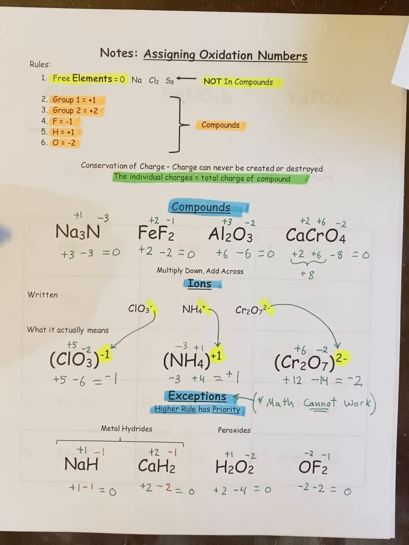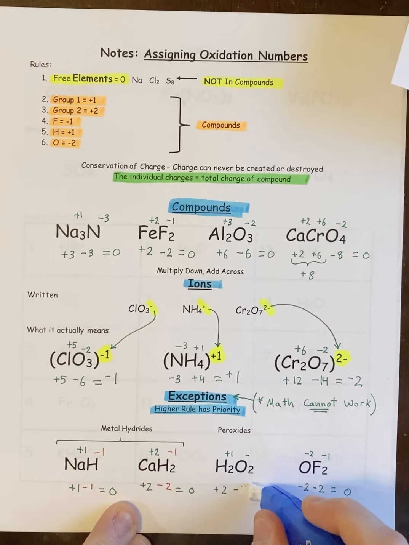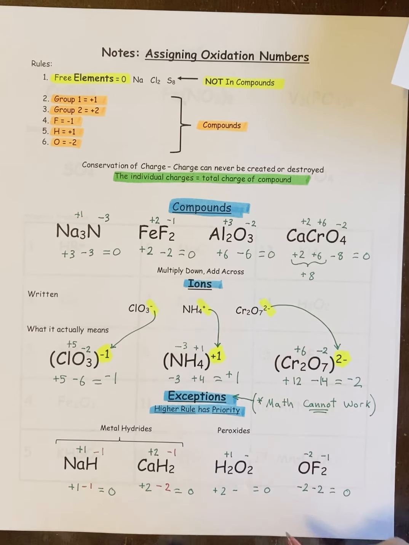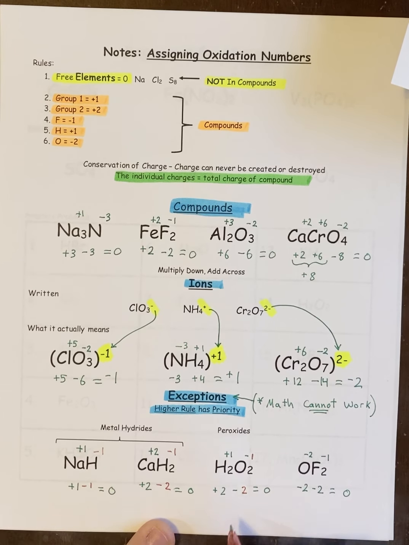So I go to the list and I say which rule is more important. For H2O2, H is more important, so the rule for O completely goes away. I'm not erasing the negative sign because I already know it's got to be negative, but in this case it has to be -1, so that way when I multiply down I get -2 to make the math work.